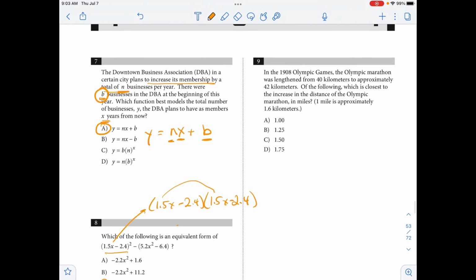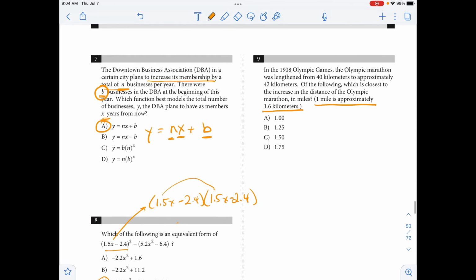All right, number 9, last one we're going to do here in this section. In the 1908 Olympic Games, the Olympic marathon was lengthened from 40 kilometers to approximately 42 kilometers. Of the following, which is the closest to the increase in the distance of the Olympic marathon in miles? Okay, in miles. So what we get here is very important. 1 mile is approximately 1.6 kilometers. So we're increasing it by 2 kilometers. We went from 40 to 42, and so it's increased by 2 kilometers.